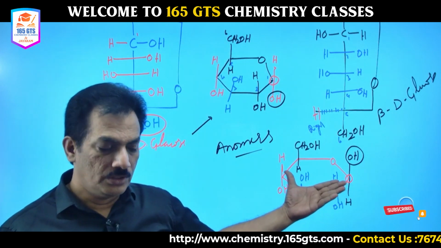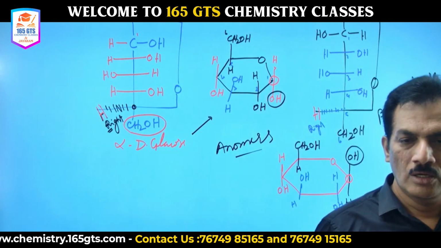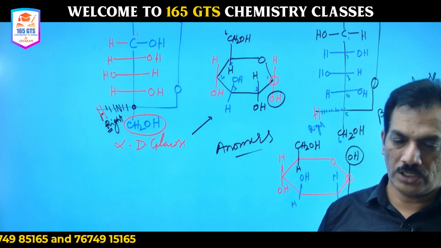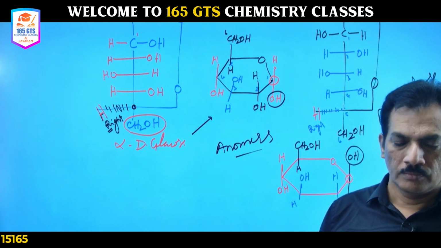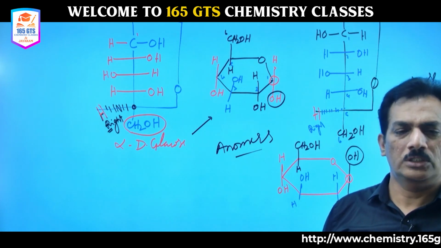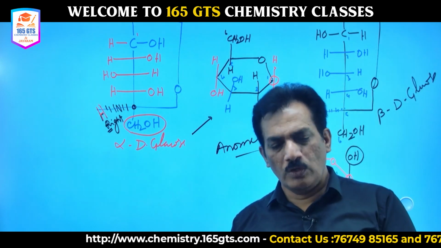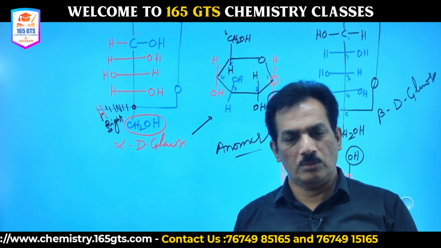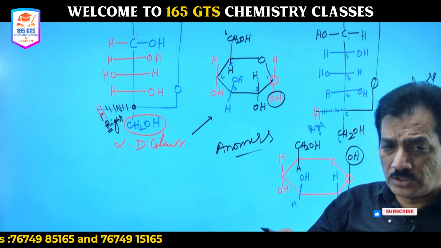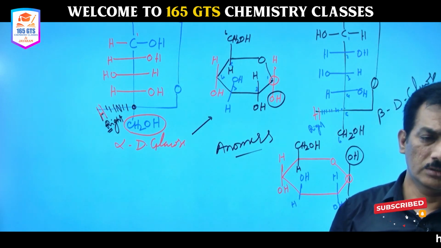Clear? And dear students, be thorough with this glucose. In the next class, we are going to write the remaining monosaccharide structures like fructose, mannose, allose, and galactose, simply because they are epimers. Only fructose is a functional isomer. The remaining three are epimers. Just by changing the configuration at the particular carbon where it is different, we can write the structure.